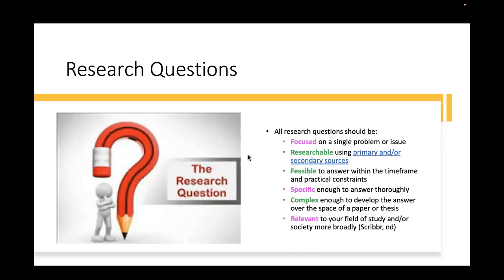When you're formatting your research questions, please keep these in mind. They should be focused on a single problem or issue. We cannot solve the problem of the world, so we're just looking at focusing on a single problem or one issue. It should be researchable using primary and or secondary data sources. It should be feasible, something that we can answer in a reasonable time frame. It should be specific enough to answer thoroughly and complex enough to develop the answer over the space of your paper or thesis. It should not be capable of being answered with a yes or no. It should be relevant to health and wellness.